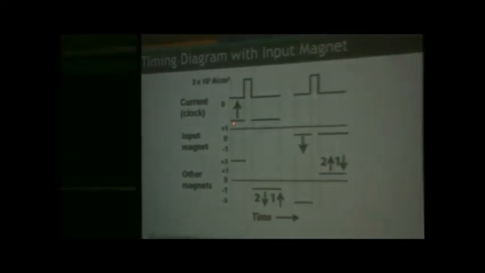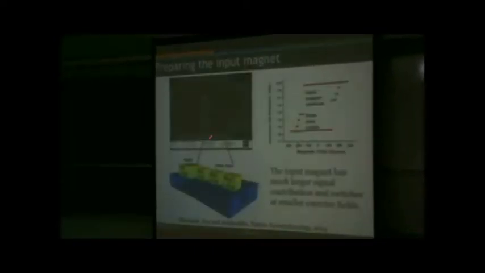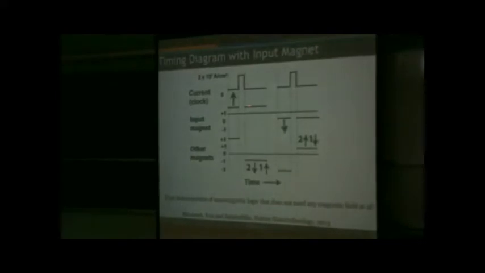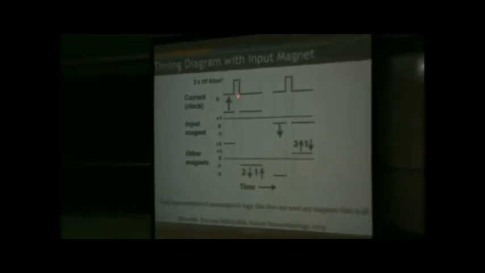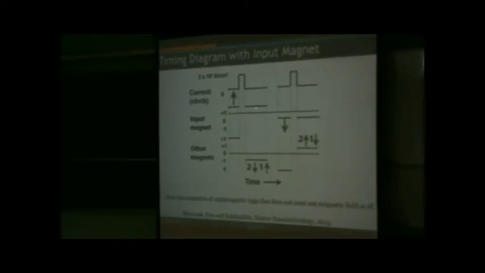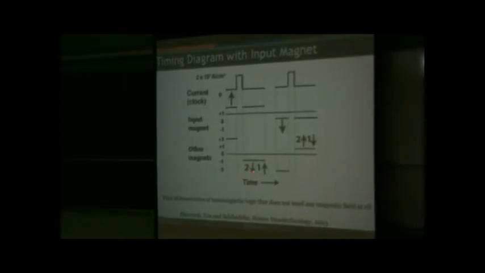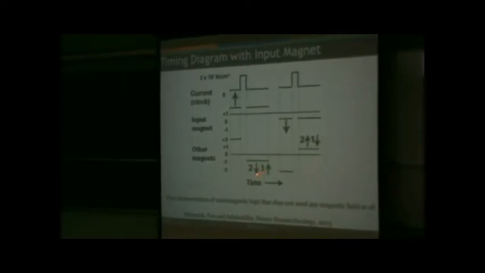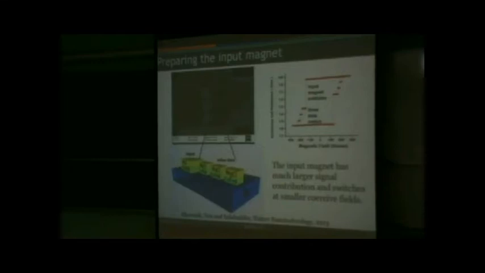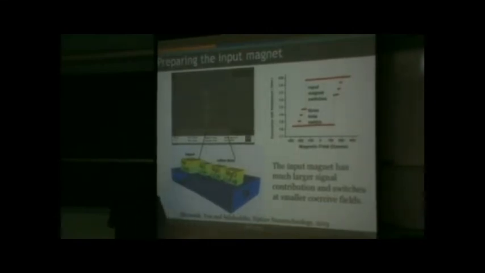What we see is we start from a completely up state, all the magnets are put in the up direction. We put a current pulse. So this is the clock pulse. And then we find all the magnets in the 2 down, 1 up state. Okay, that's what it should do, because if this is up, the second one should be down, the third one should be up, the fourth one should be down again. So it should be in a 2 down, 1 up state.